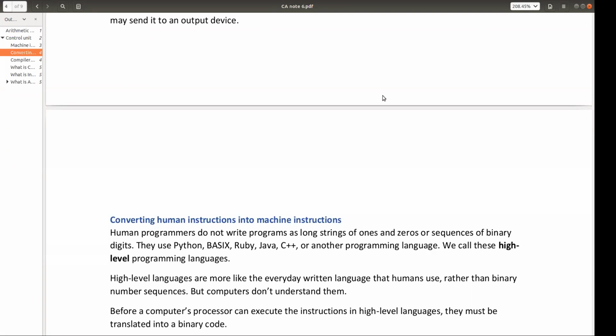As I told you, the computer does not understand these languages. The computer understands 0 and 1, which you can call machine language, machine instructions, or machine code. So obviously there needs to be some conversion from human-understandable language to machine-understandable language. In our next section, we will see which component of the system is responsible for this conversion.